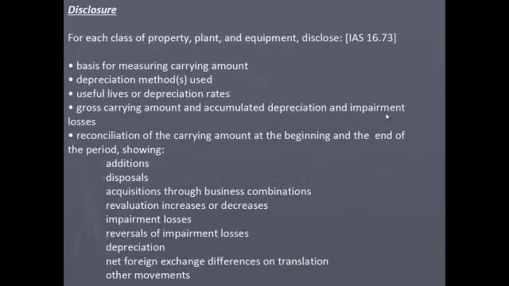Now comes the disclosures of IAS 16. For each class of property, plant and equipment, disclose basis for measuring carrying amount, depreciation methods used, useful life or depreciation rates, gross carrying amount and accumulated depreciation and impairment losses, reconciliation of the carrying amount at the beginning and at the end of the period showing additions, disposals, acquisition through business combinations, revaluation increases or decreases, impairment losses, reversal of impairment losses, depreciation, net foreign exchange differences on translation, other movements.